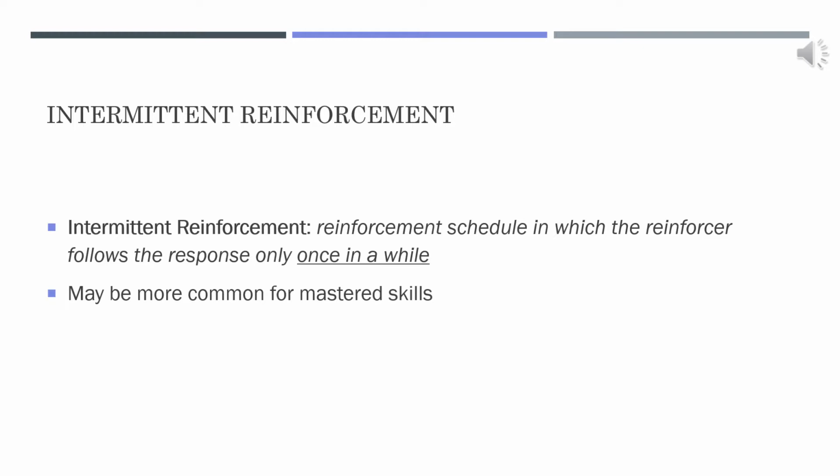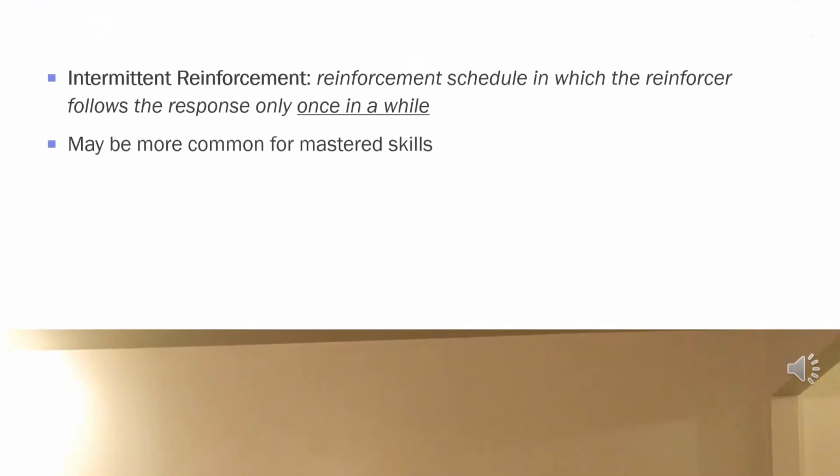For example, if your client has a strong history of engaging in appropriate responses when given the direction, "My turn," you may provide reinforcement for every few "My turn" responses rather than every single "My turn" response. The following video is an example of what an intermittent reinforcement schedule would look like while working with a client.